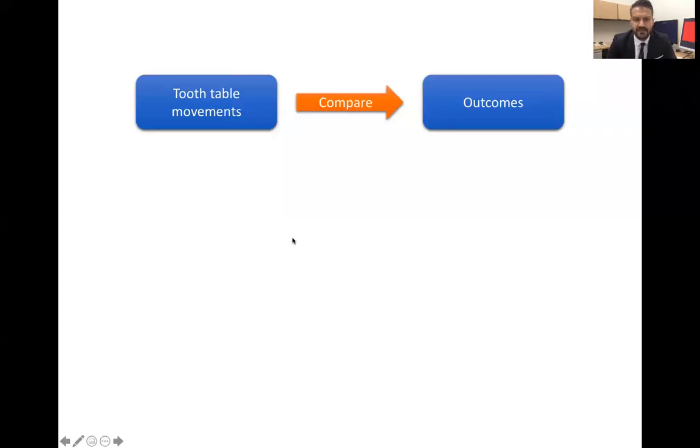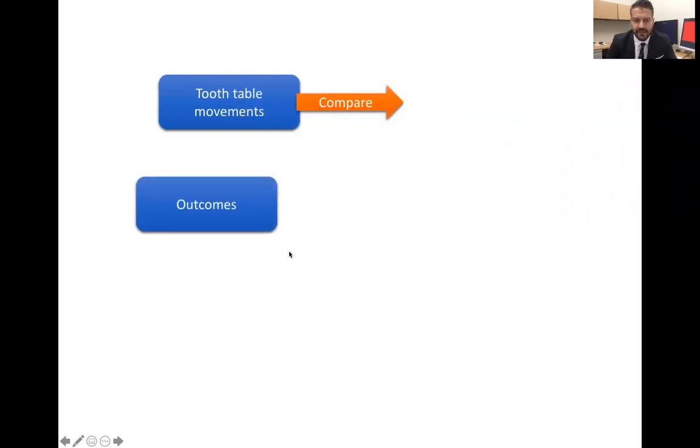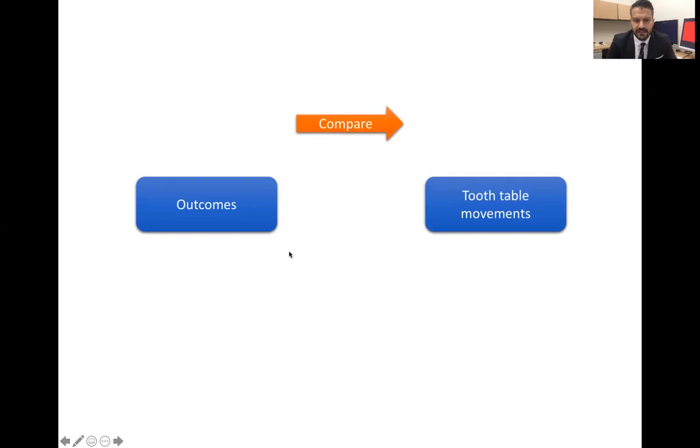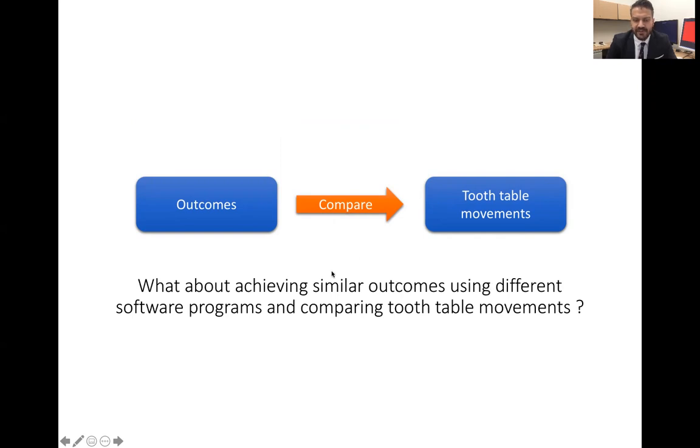And this took us to the next step. Now we have moved the teeth the same amount and compared the outcomes. Now, what if we achieve the same outcome and then compare the tooth movement tables? What about achieving similar outcomes using the software programs and then seeing where the discrepancy in the tooth movement table is?